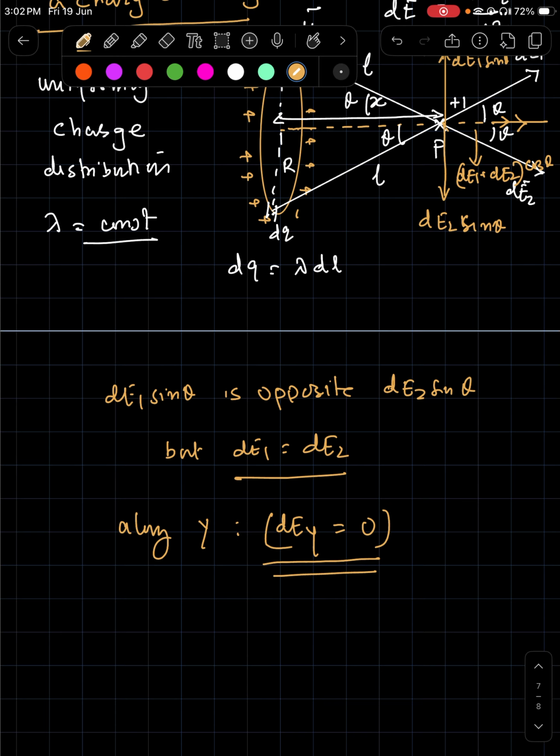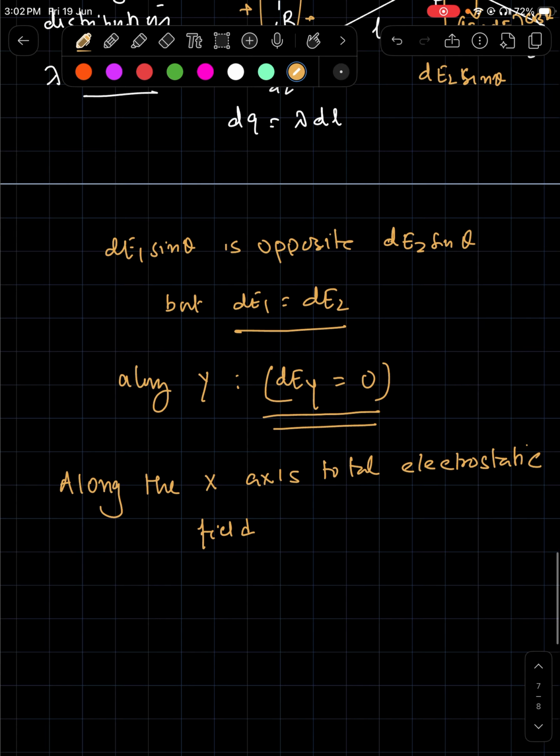On the other hand, along the x-axis, the total electrostatic field is simple. That is dE1 plus dE2. They are being added up, giving dE times cos theta.